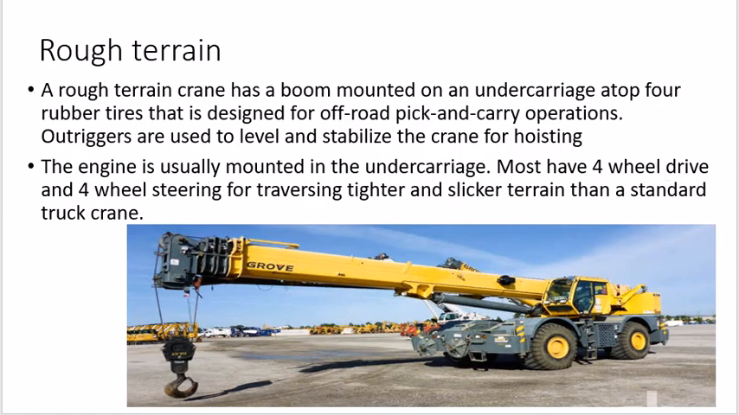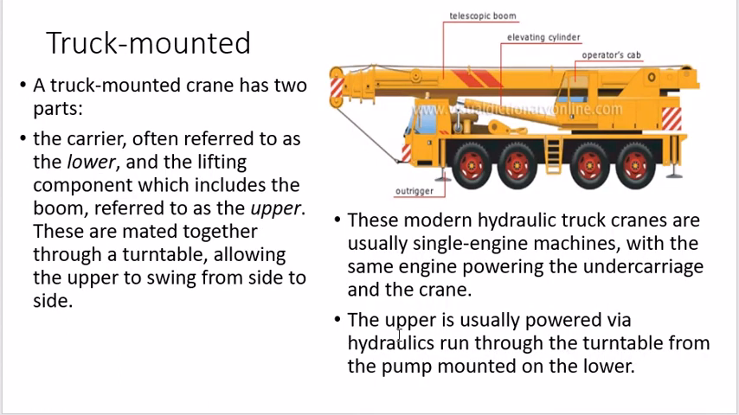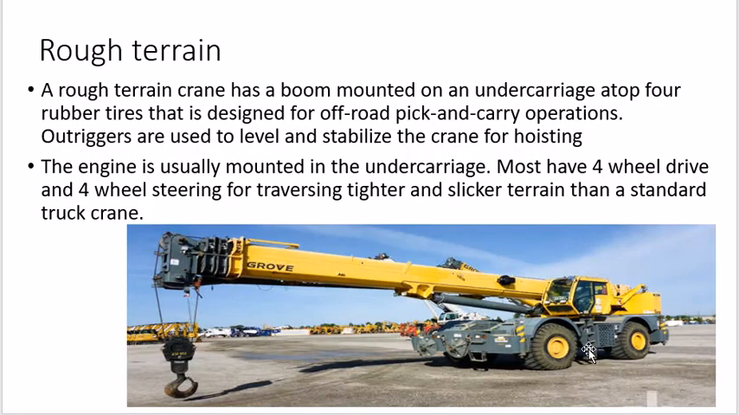Then the next is your rough terrain crane. Rough terrain is again truck mounted, though truck cranes have more than 4 tires, but in this case there are 4 tires in the rough terrain. Rough terrain is used for places where it is difficult to approach, for off-road pick and carry operations. When off-roading is involved, you will use the rough terrain crane. It has outriggers to stabilize and level the crane.